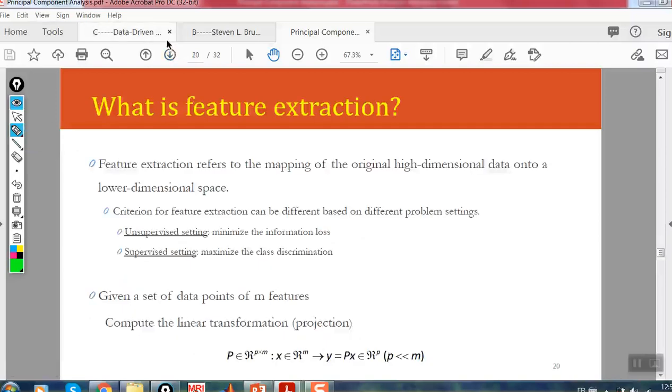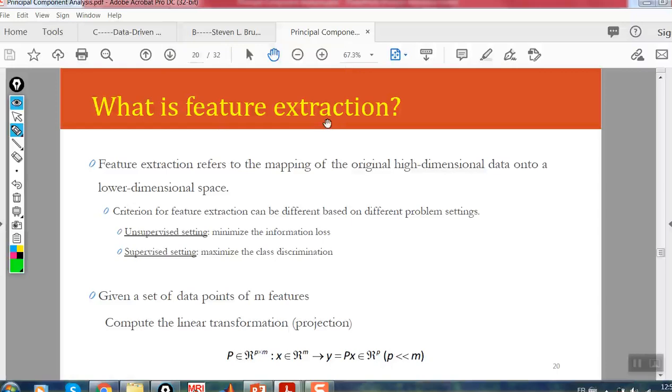Now we have reviewed variance, covariance, and correlation, and in different diagrams and figures we saw and studied these parameters with their concepts. Now we want to know what feature extraction is.